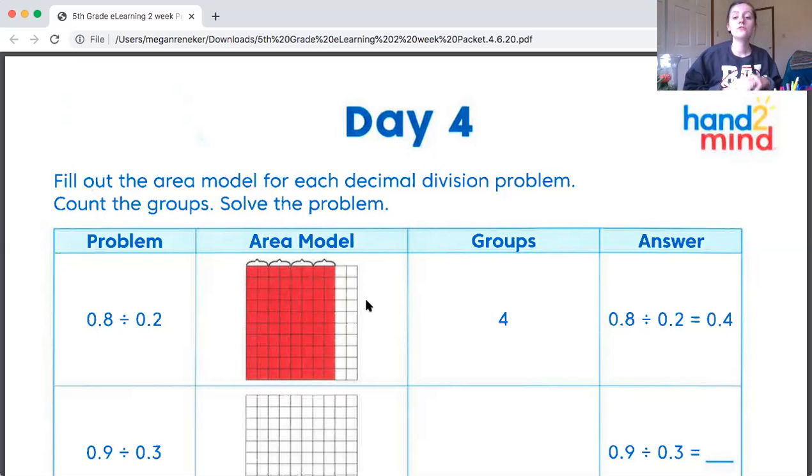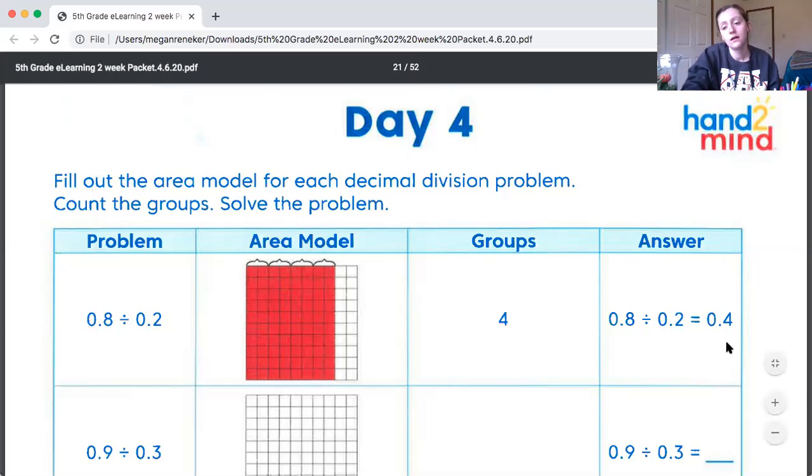Okay? So if we look over here, there is actually a slight error here that I want to point out. They took 8/10 divided by 2/10. This right here should be 4. Okay, not 4/10, just 4. Okay, so I'm going to go ahead and put the correct number in there. It is 4. So the number that you get here is going to be the same number that you get for your answer.